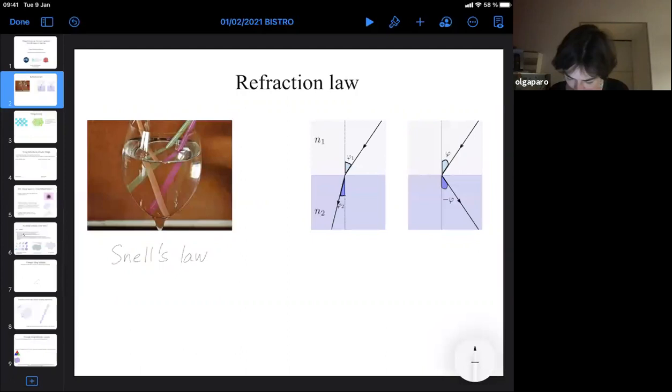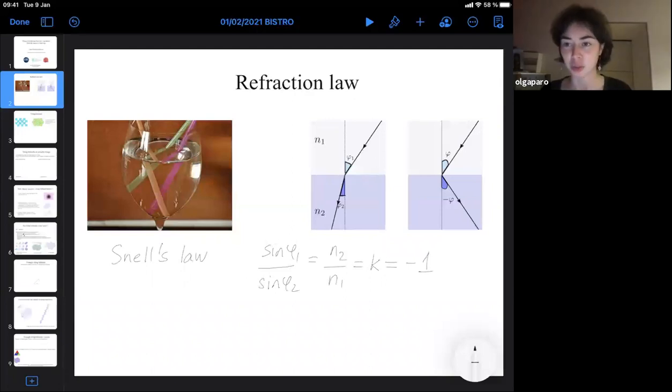And the ratio of sinuses of two angles in the picture is equal to the inverse ratio of refraction indices, which are indices of this homogeneous material. And today we will think that this ratio is equal to minus one. And this will be the law for today.